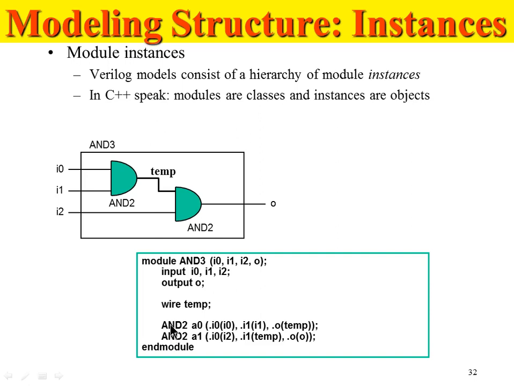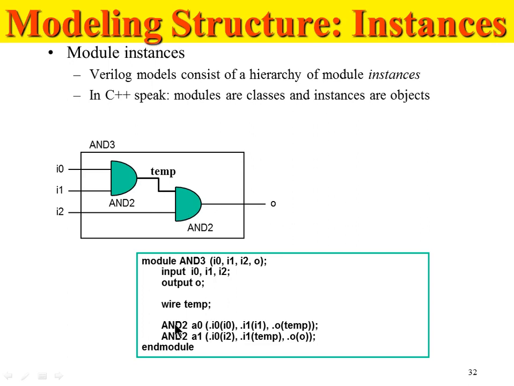Instantiation means creating copies of that gate. I create two copies of the gate. Each copy is represented by a separate instance name. One is called A0, the other is called A1, so I can differentiate between them. A0 is this one, A1 is this one, this copy or this instance.